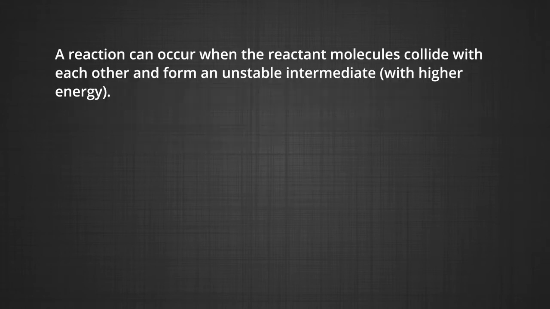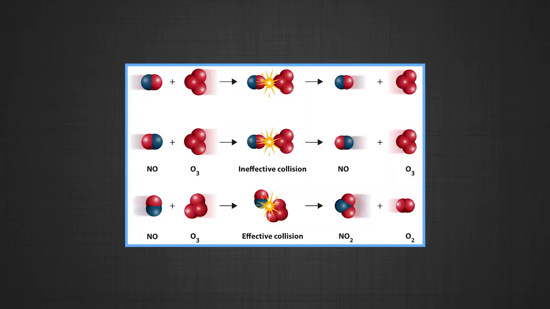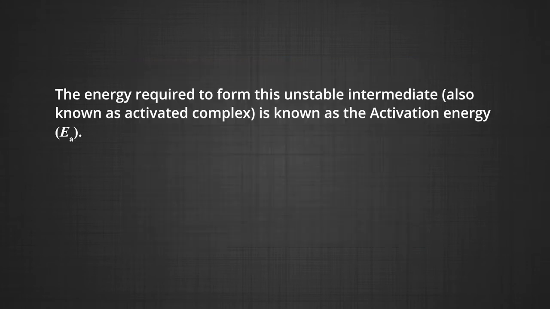A reaction can occur when the reactant molecules collide with each other and form an unstable intermediate with higher energy. The lifespan of the unstable intermediate is very short, and thus it leads to the formation of a stable product. The energy required to form this unstable intermediate, also known as an activated complex, is known as the activation energy. It is written as a capital E with a subscript small a.